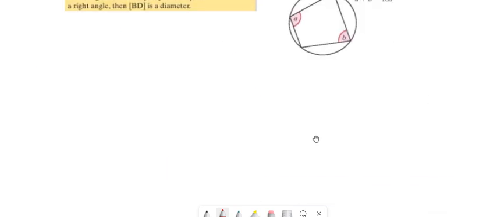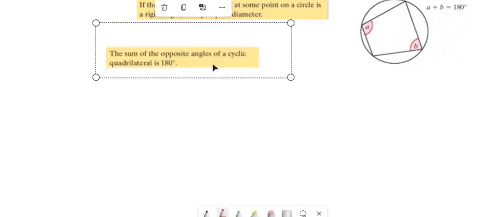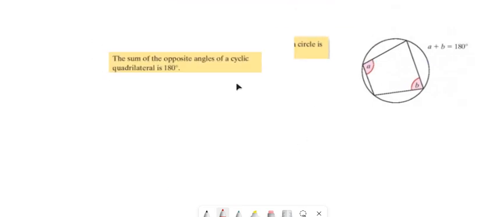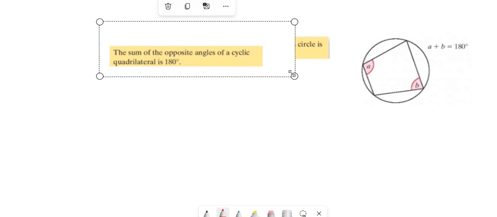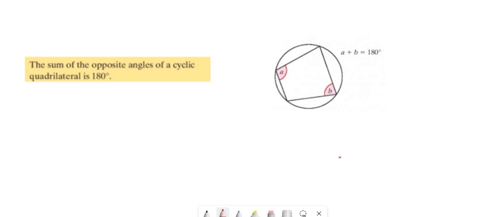The next one then is the sum of opposite angles of a cyclic quadrilateral. A cyclic quadrilateral just means a quadrilateral within a circle. A quadrilateral is any four-sided shape. So if you make any four-sided shape within a circle, like here, then the opposite angles have to add up to 180.